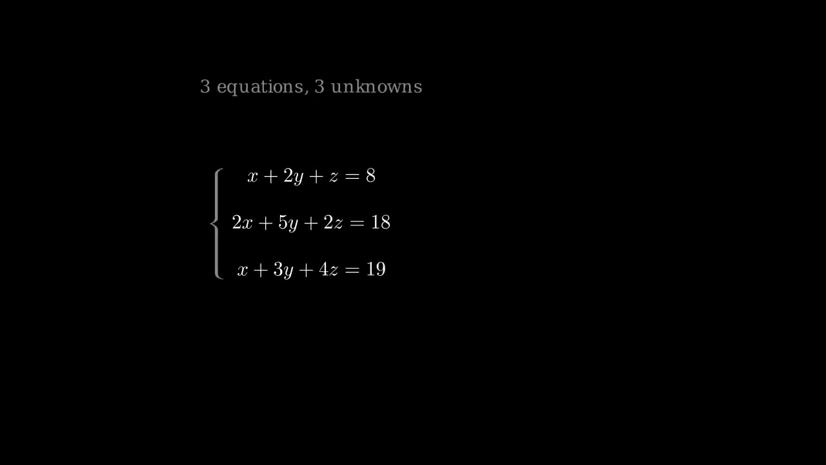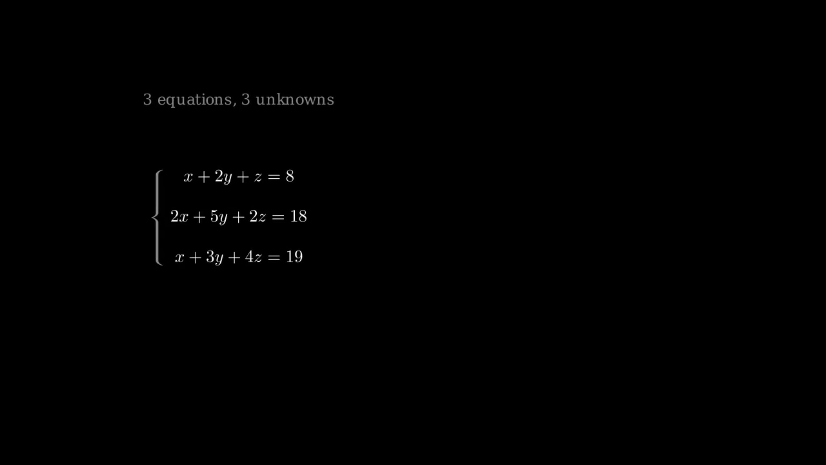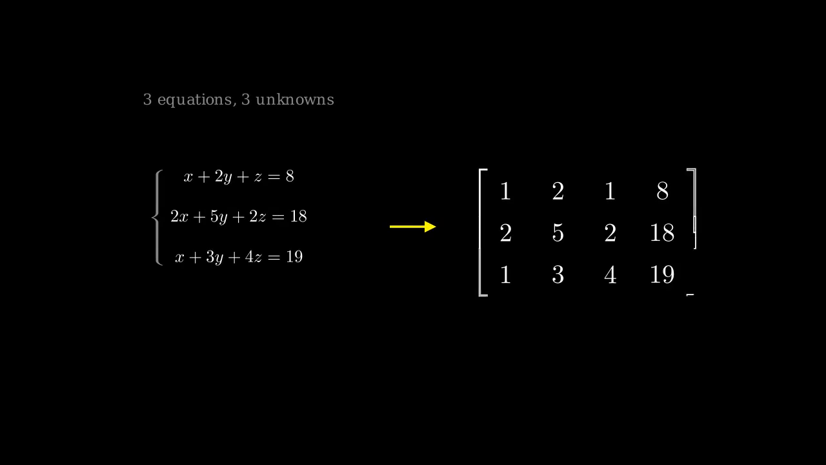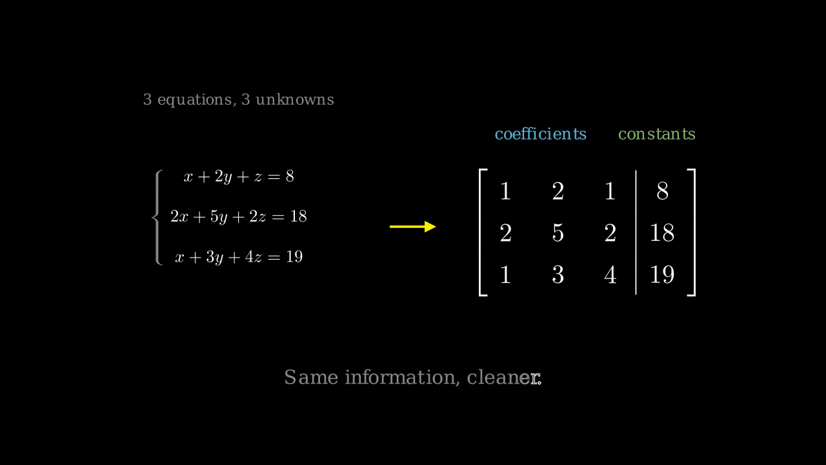Now, writing the full equations with all the x's, y's, and z's gets tedious, so instead we strip away the variables and pack just the numbers into what's called an augmented matrix. The left side holds the coefficients, the right side, separated by a line, holds the constants. Same information, much cleaner.